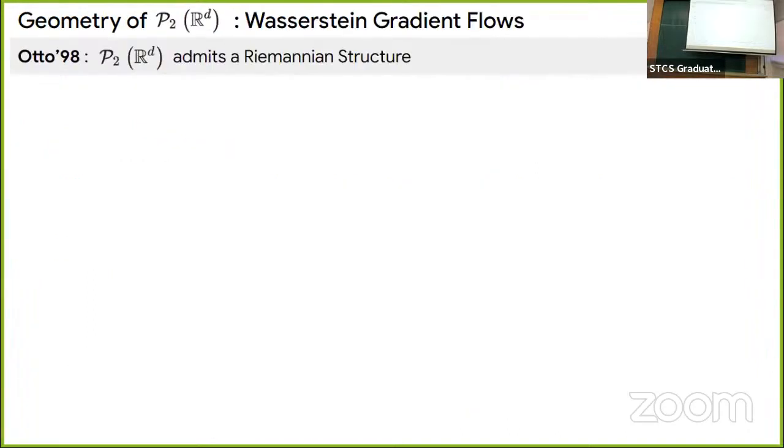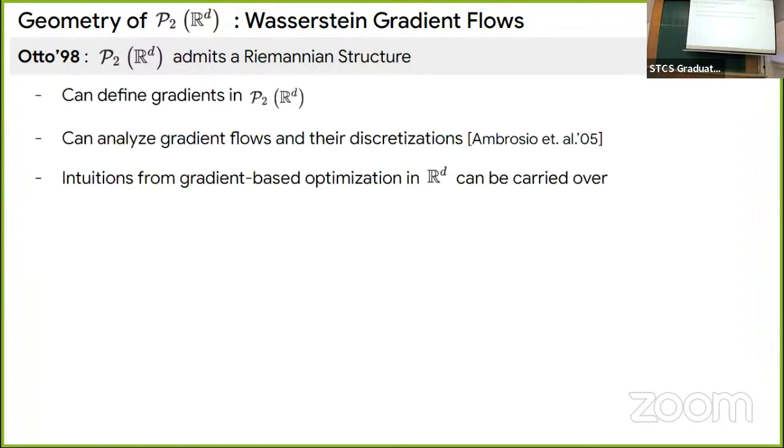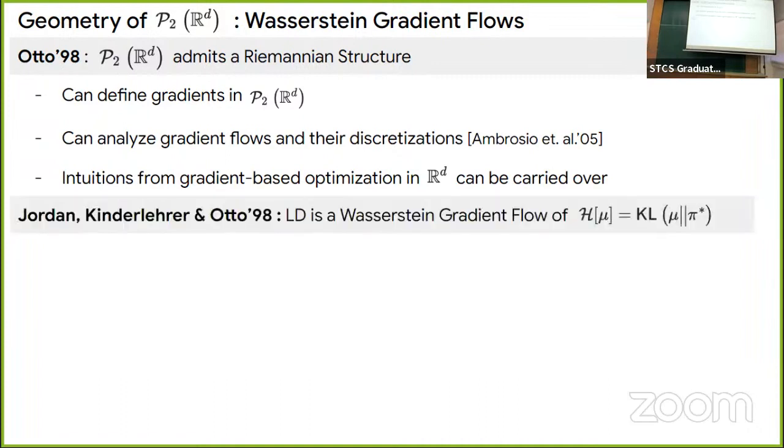To analyze this under these conditions, we want to connect it to optimization. For optimization, we go back to Wasserstein gradients. That is how we want to interpret this as an optimization problem in the infinite-dimensional space of distributions endowed with the Wasserstein metric. We can define gradients in P2 of R^d for certain functionals of probability distributions, analyze gradient flows and their discretizations, and intuitions from gradient-based optimization in finite-dimensional spaces can carry over. We can use those ideas to get good bounds here.